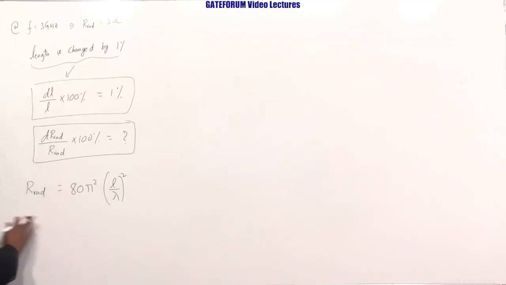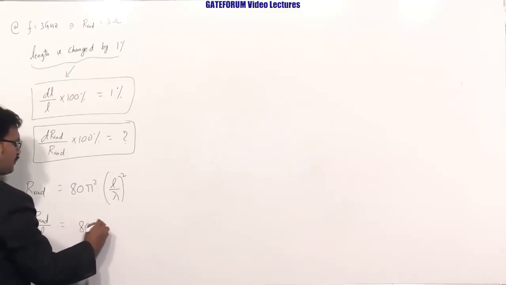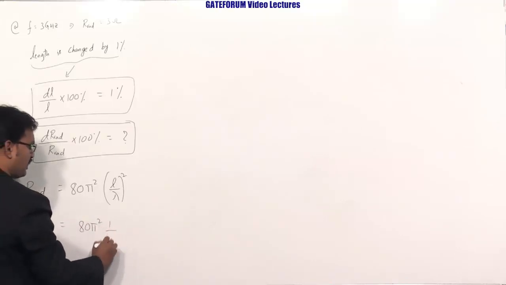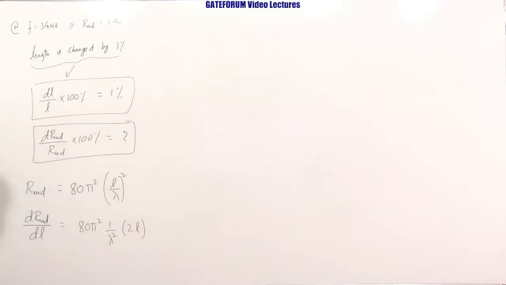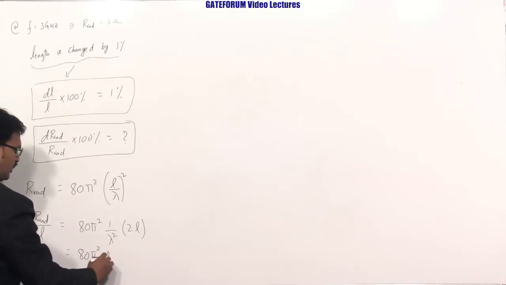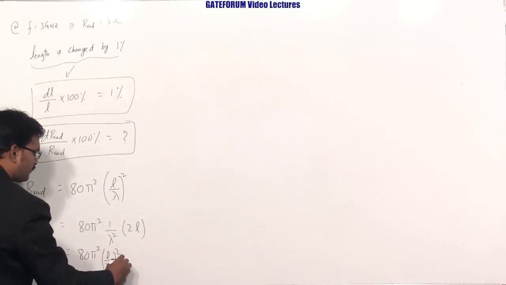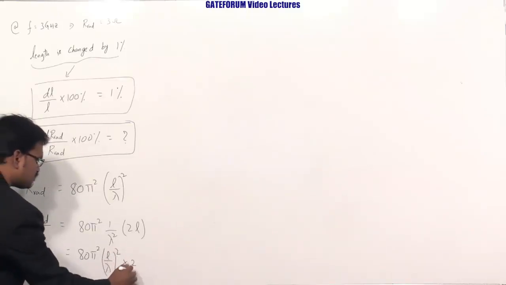So here I am going to differentiate on both sides with respect to length. If I differentiate on both sides with respect to length, I get 80 into pi square into 1 by lambda square into 2 into L. This I can write as 80 pi square into (L by lambda) whole square, multiplied by 2 divided by L.